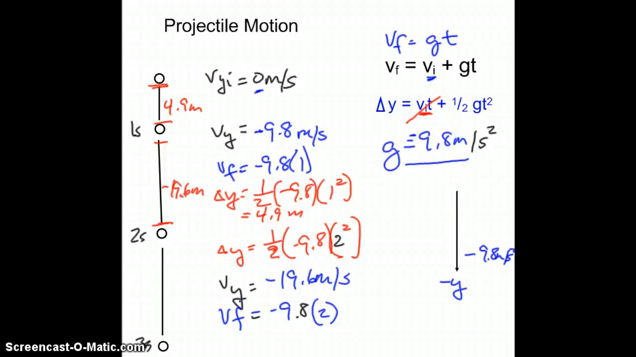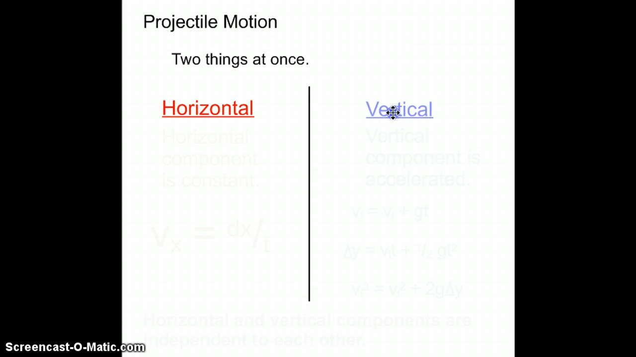Well, this is all review. We've done this before. We know these formulas. This is not new information. But what I want to do now is, what does it look like when we use it in projectile motion? When we have projectile motion, there are two things that are happening at once. We have a horizontal and a vertical.